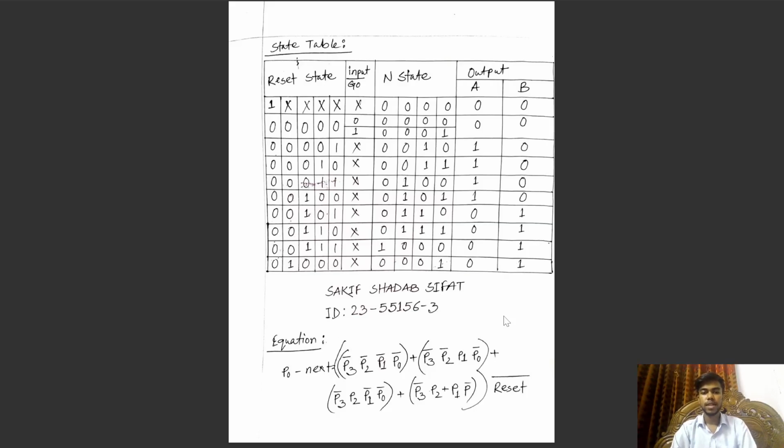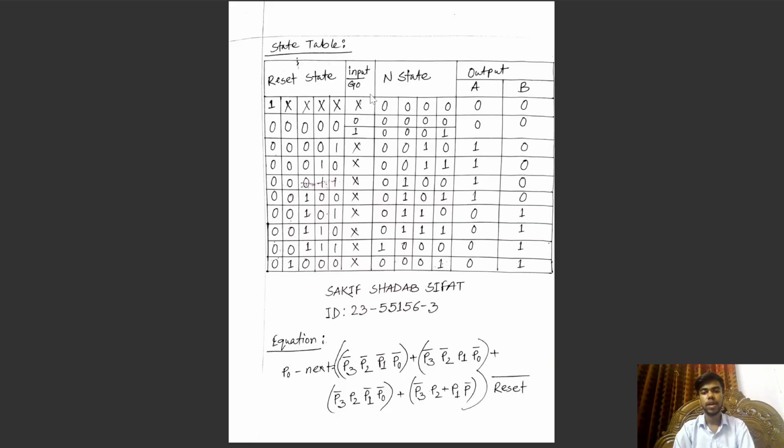So this is the state table. In this state table, I have calculated the reset state, then go by input state, the end state, and the output state. The output state includes A and B. So the reset state, these are the values that have been given here, and this is the go by input values.